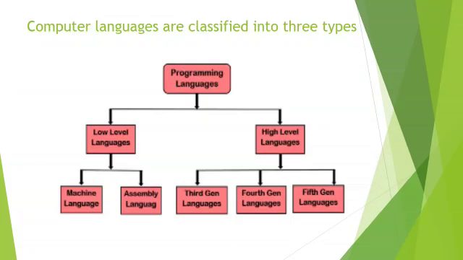Let us understand the classification of the computer languages. There are basically two types of languages. The one is low level language, the other one is high level languages. Under low level language, two types of languages are there. The first one is machine language, the second is assembly language. But in the high level languages, the third generation, fourth generation and fifth generation languages come. The third, fourth and fifth generation languages are all high level languages which are very easy to understand and easy to learn. Let us discuss about each one by one.